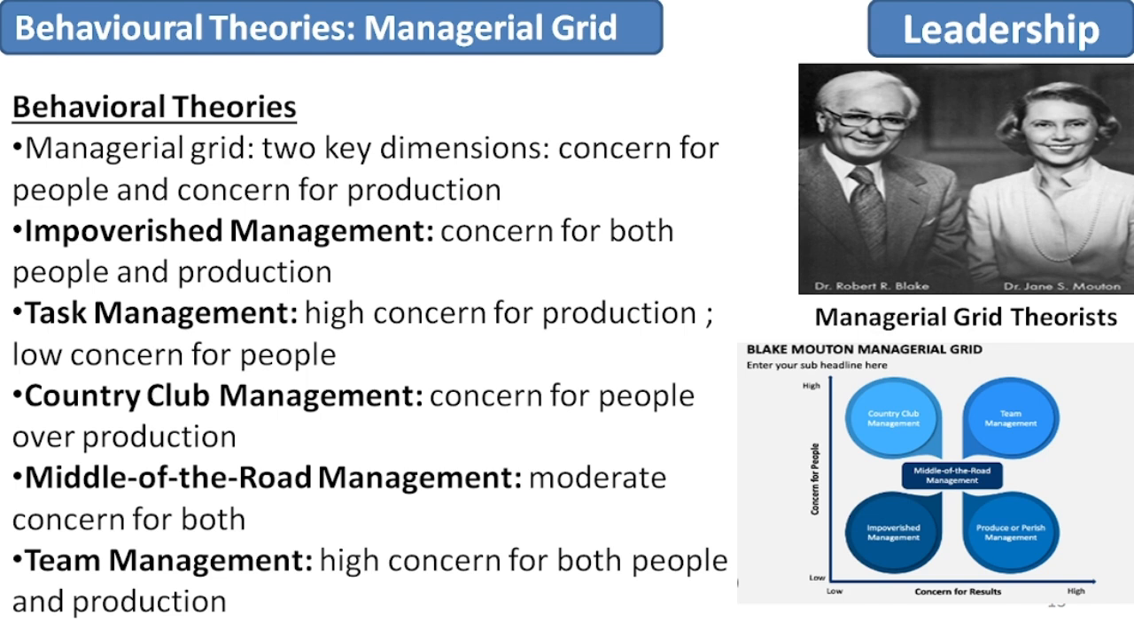Task management. This style is characterized by a high concern for production but a low concern for people. Leaders with this approach are highly focused on achieving results and meeting deadlines, often at the expense of employee morale and well-being. While such leaders might drive efficiency and productivity, they may struggle with employee dissatisfaction and high turnover due to the lack of support and consideration for their needs.